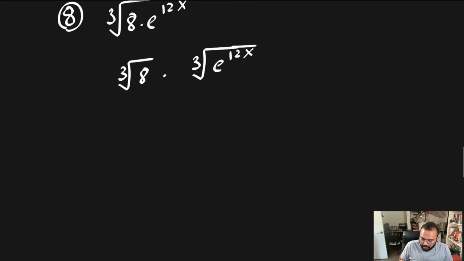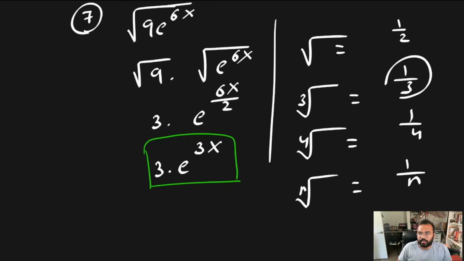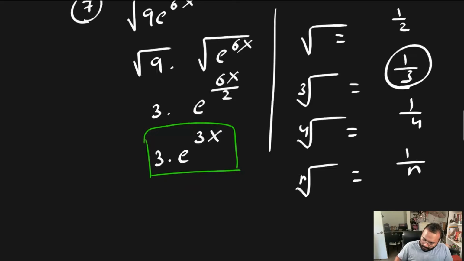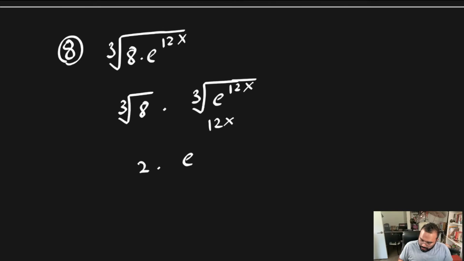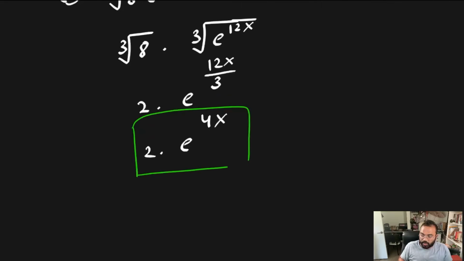Cube root of 8 is 2. And we will apply the concept that we learned earlier. If it's a cube root, we divide by 3, or multiply by 1 by 3. So we go 12x divided by 3, right? So 12x divided by 3 is 4x. So that is the answer for this question: 2 times e to the power of 4x.